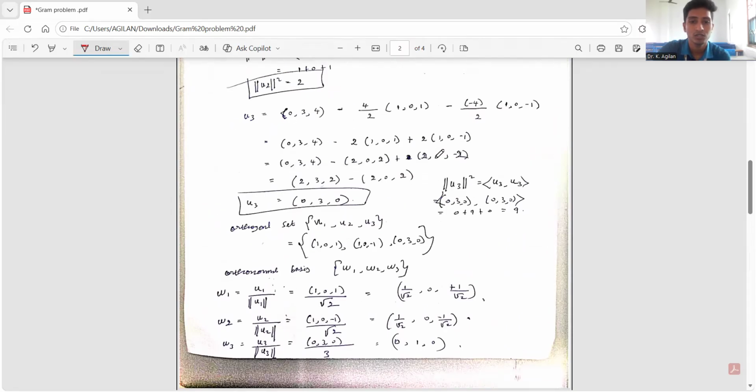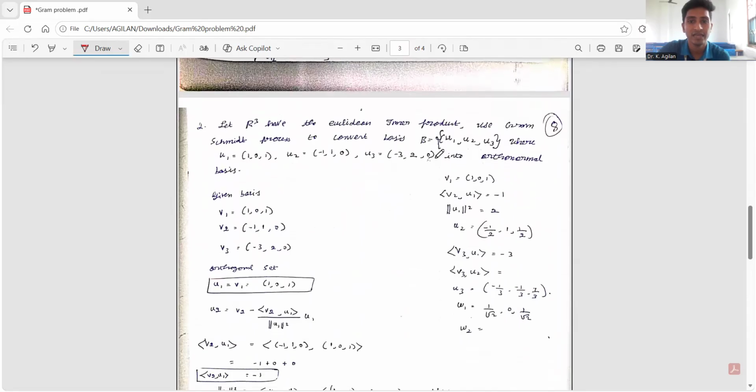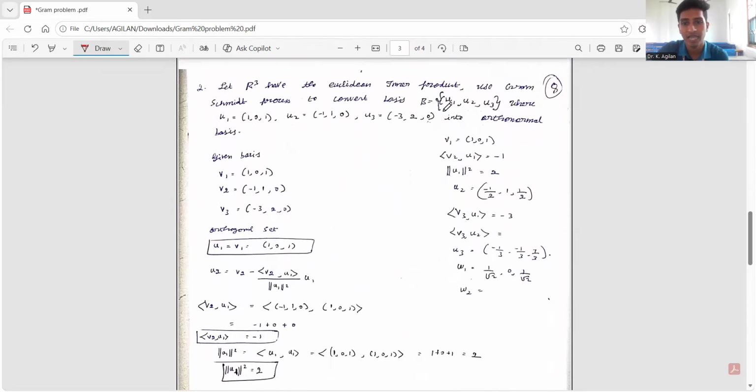Fine. So similarly, we can solve similar problems. The next problem is: let R3 have the Euclidean inner product. Use the Gram-Schmidt process to convert the basis B equal to U1, U2, U3, where U1 equals 1, comma 0, comma 1, U2 equals minus 1, comma 1, comma 0, and U3 equals minus 3, comma 2, comma 0, into an orthogonal basis.